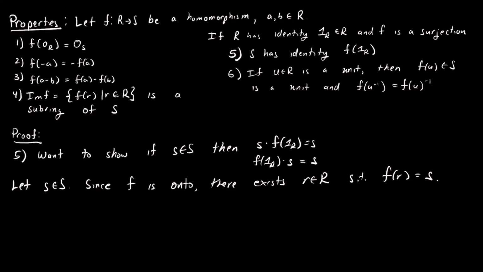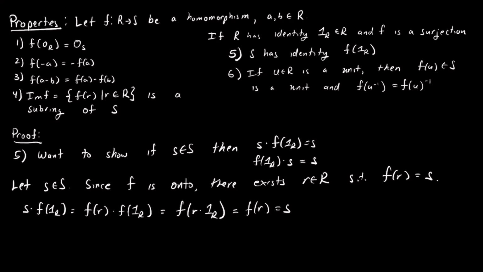Okay, so let's see what this gives us. Well, I know that s times f of 1r, this is now f of little r times f of 1r. Well, this is a homomorphism, so this is going to be f of r times 1r. Well, r times 1r is just r, so that's f of r, so this is equal to s.